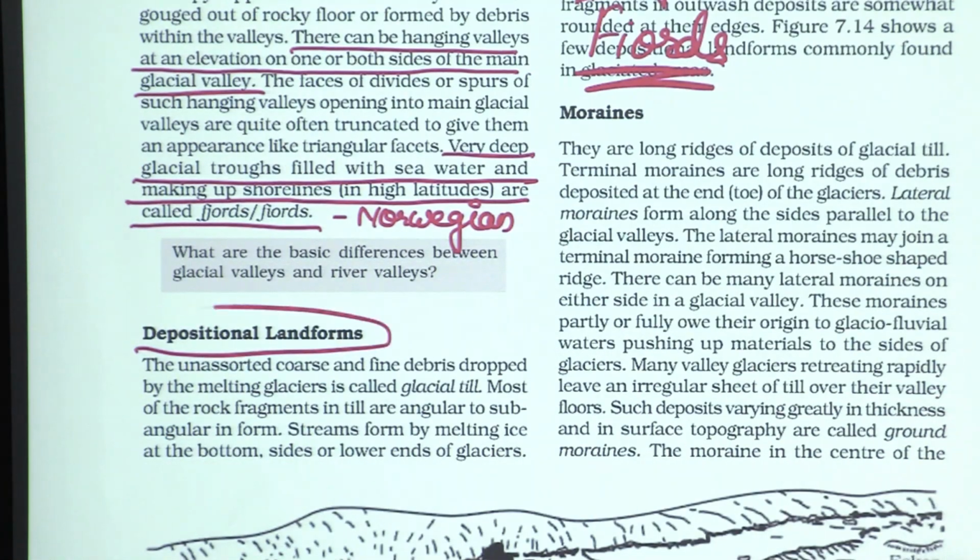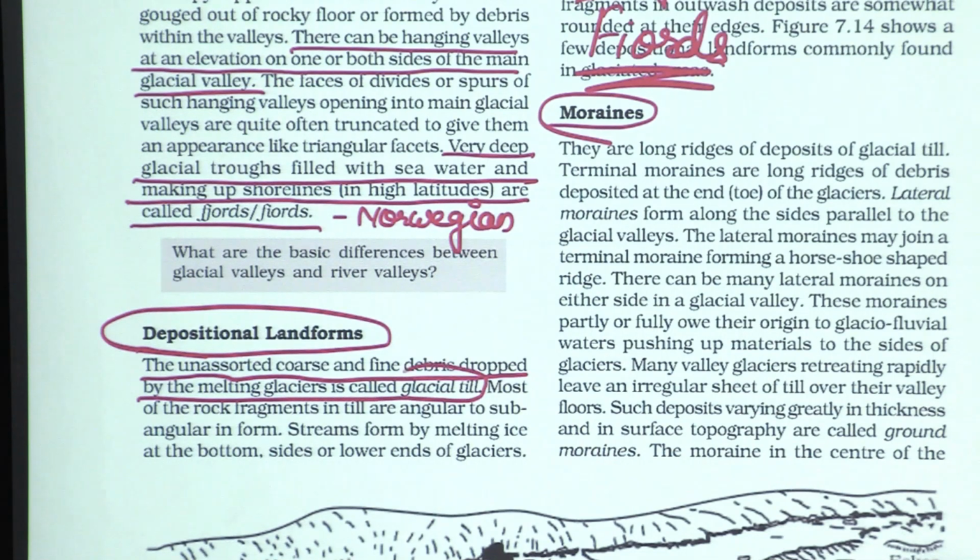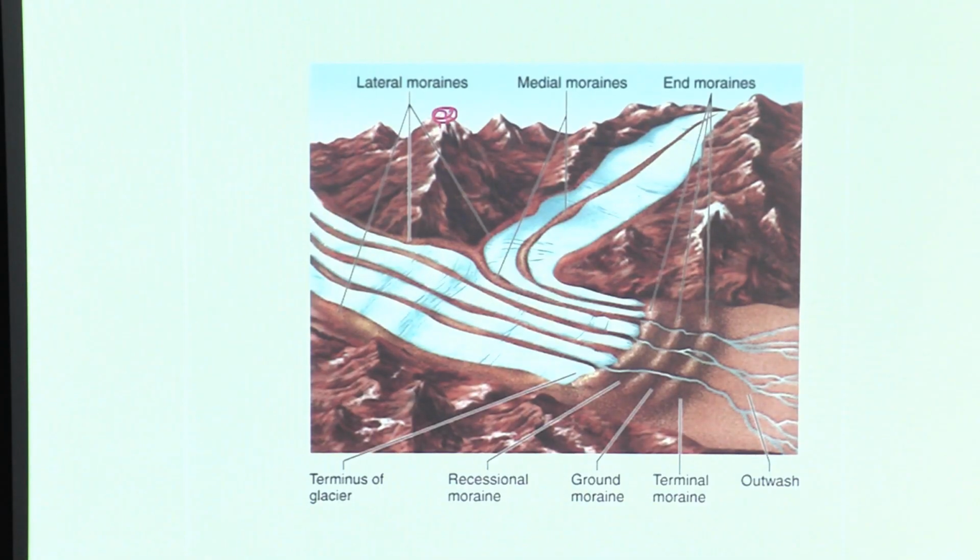Then NCERT talks about depositional features with moraines. The unassorted coarse and fine debris dropped by melting glacier is called glacial till. But this is not sufficient because there are different shapes and sizes that they develop. So we want to learn it with this diagram. Horn, arete, cirque, arete, cirque.